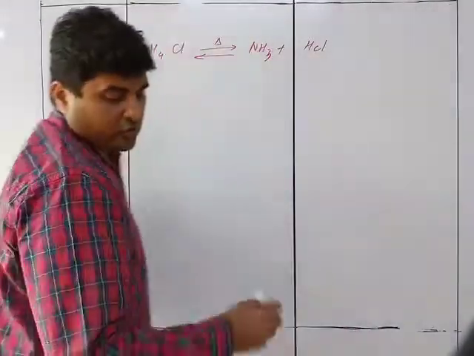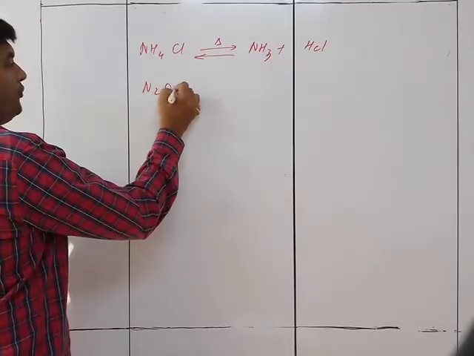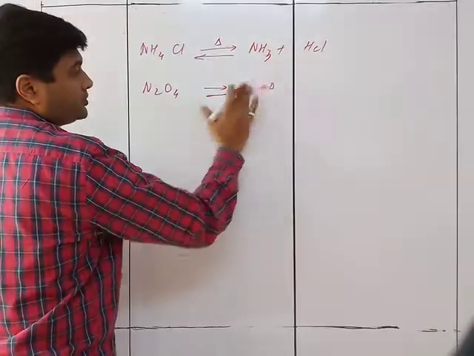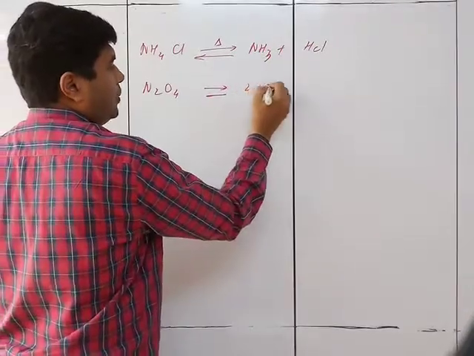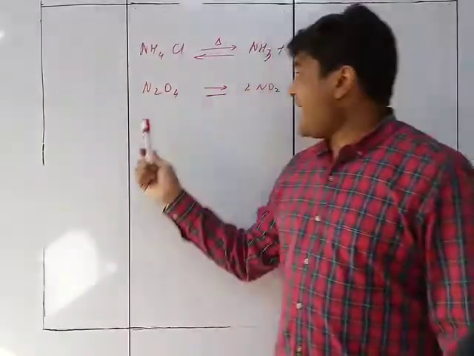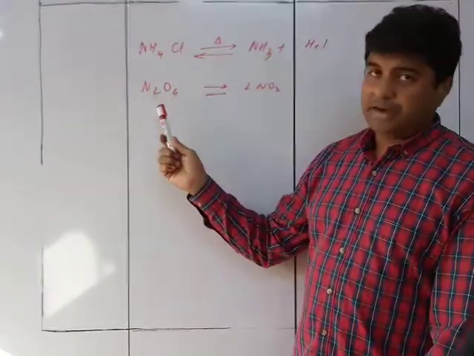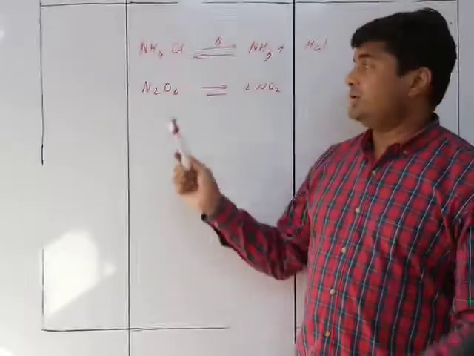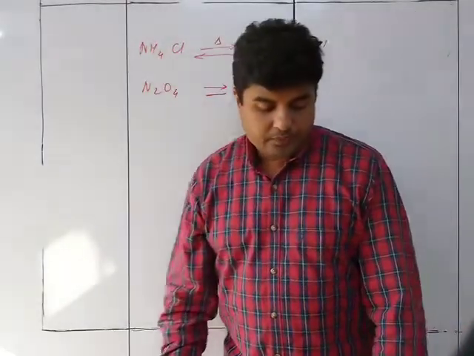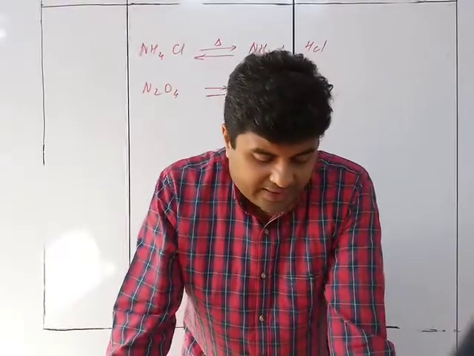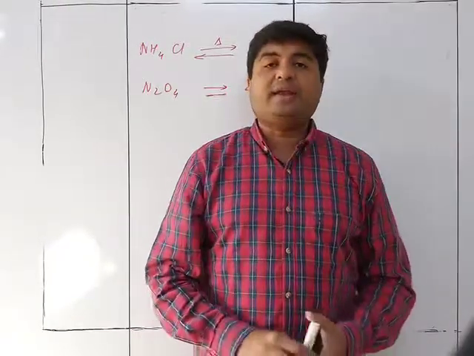Similarly, N2O4 on heating is going to give N2 plus 2NO2. So this is thermal decomposition of dinitrogen tetraoxide. Dinitrogen tetraoxide, 4 is tetra. So that's the thermal, which is also a reversible reaction. Then there are certain which are electrolytic decomposition.